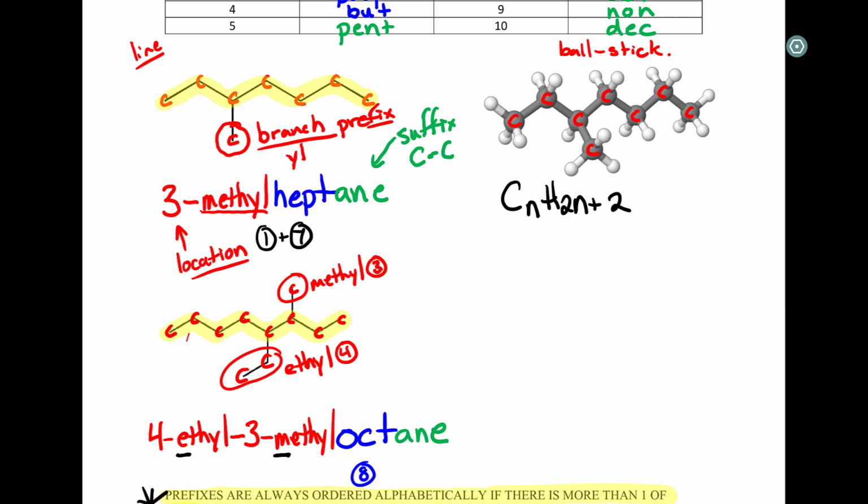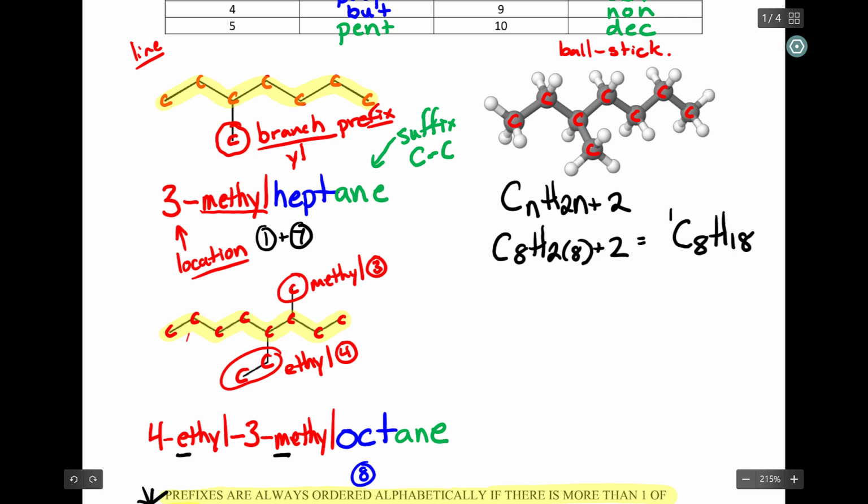So for this compound, I know it's C8H, 2 times 8. I'm taking this 8 and putting it there, plus 2. So 2 times 8 is 16, plus another 2 is 18. This would be C8H18, which is just telling me the molecular formula of it, the number of carbons, the number of hydrogens in the compound for either of those two diagrams.